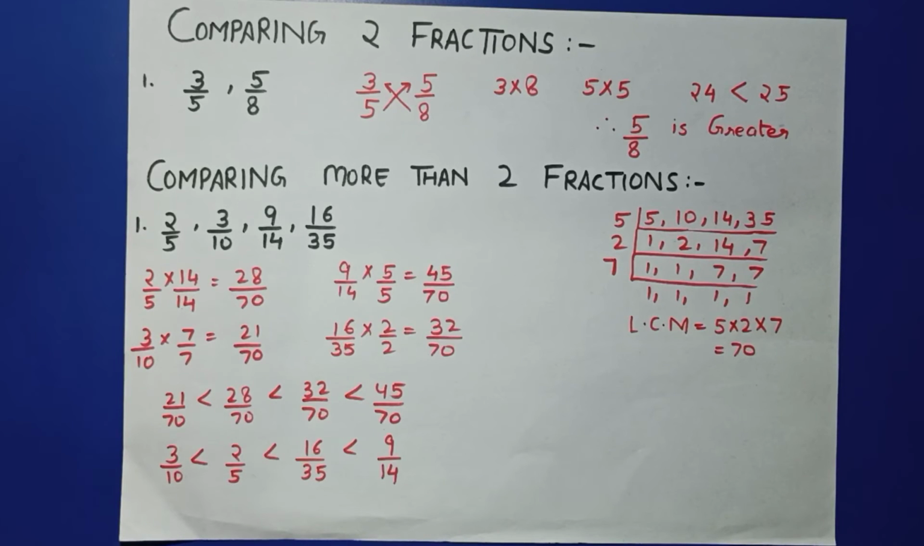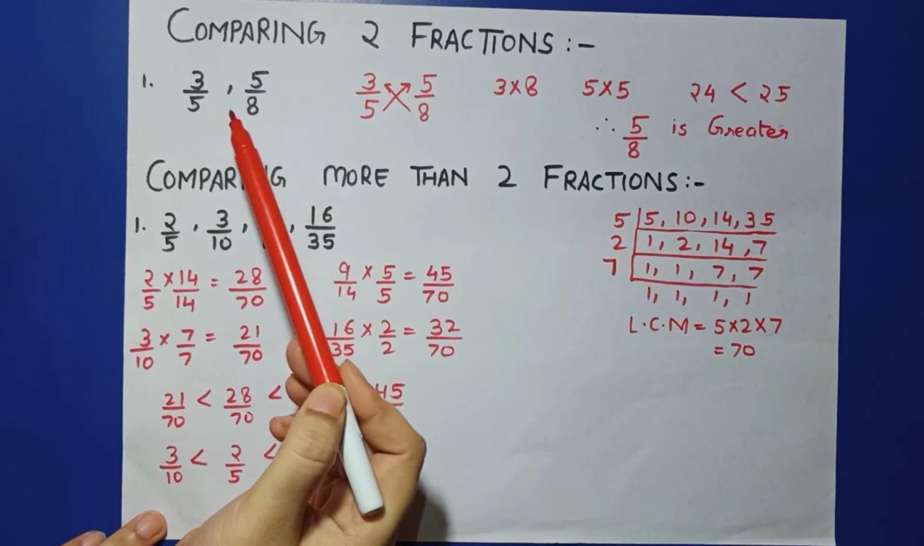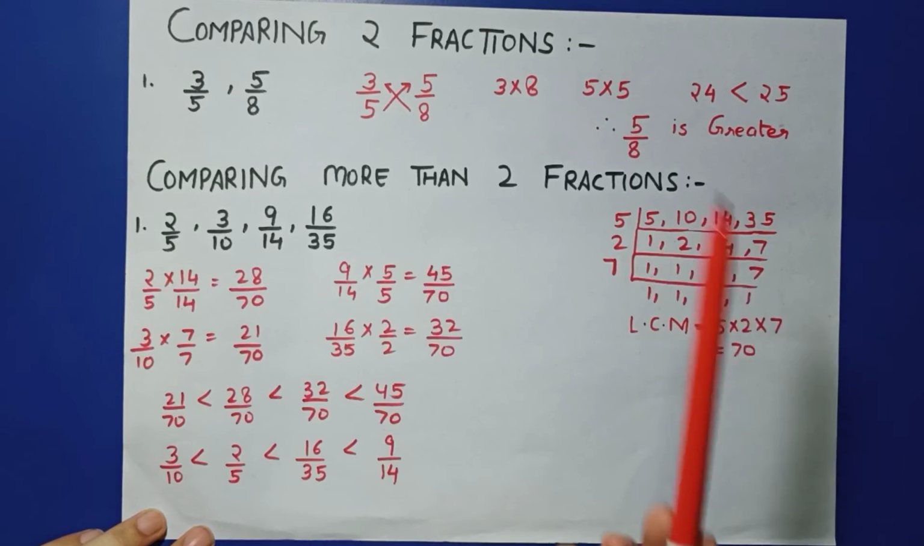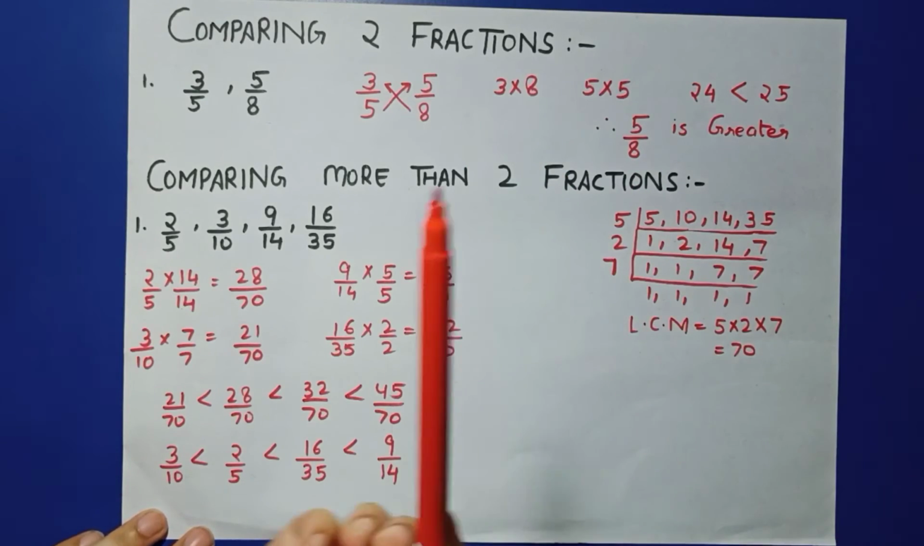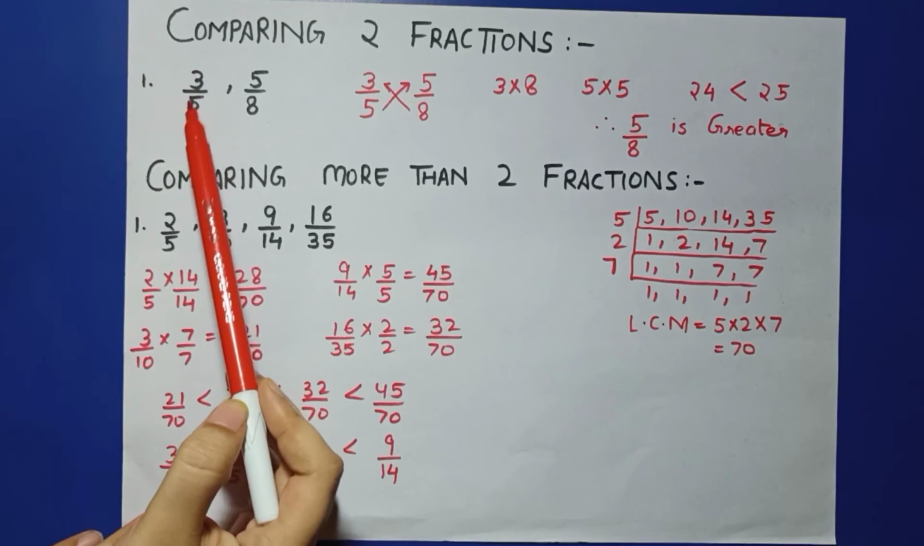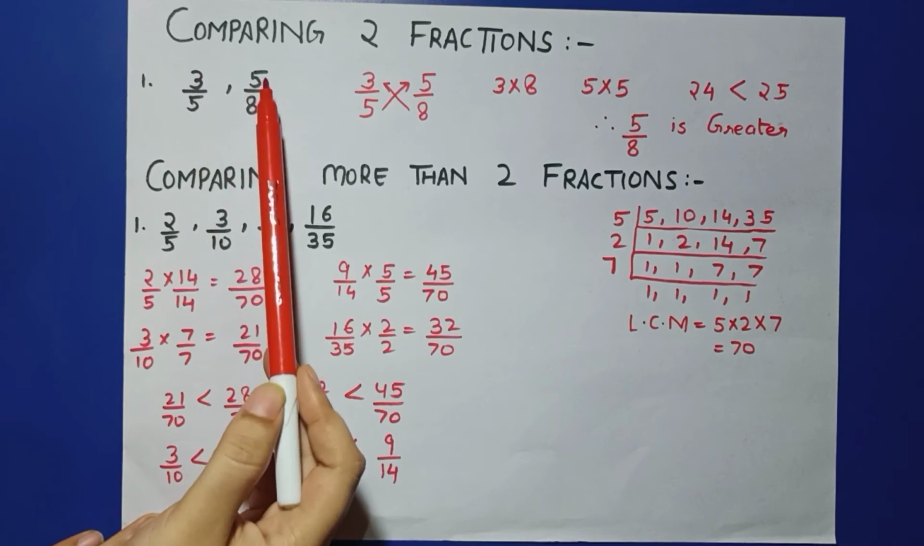So the next topic is comparing two fractions. We have to compare two fractions in which we have to find out which fraction is greater. There are two methods in which we can compare two fractions. Firstly, we have to see which one is greater, 3 upon 5 or 5 upon 8.